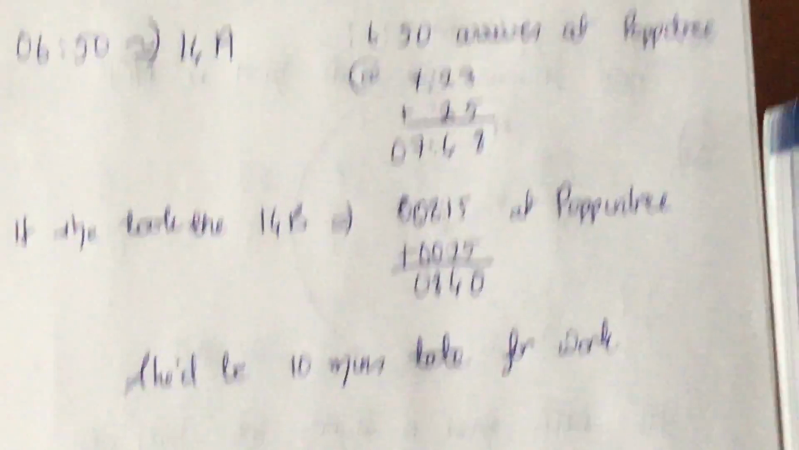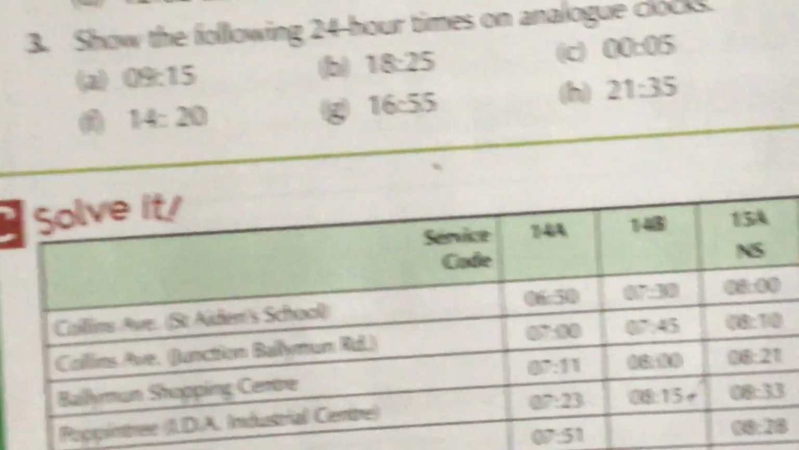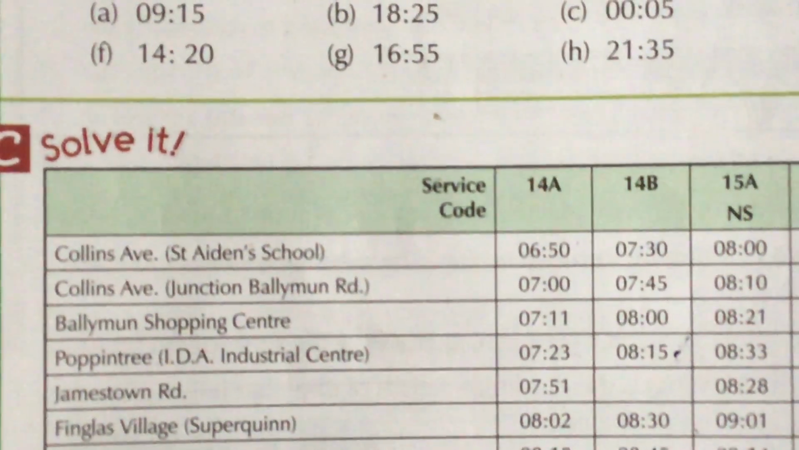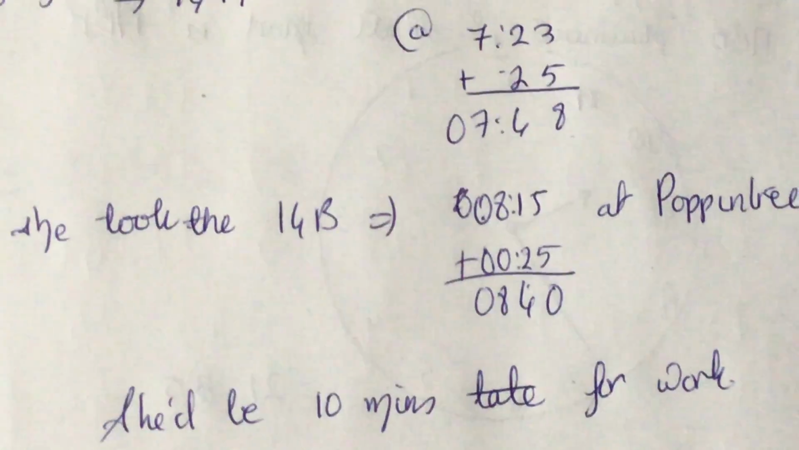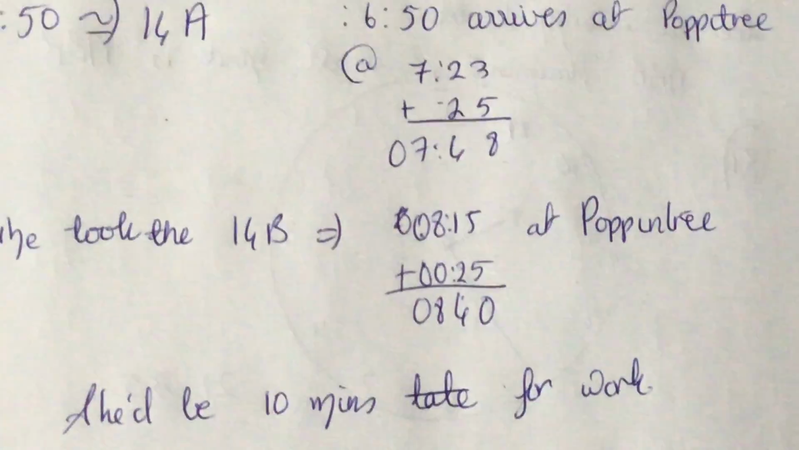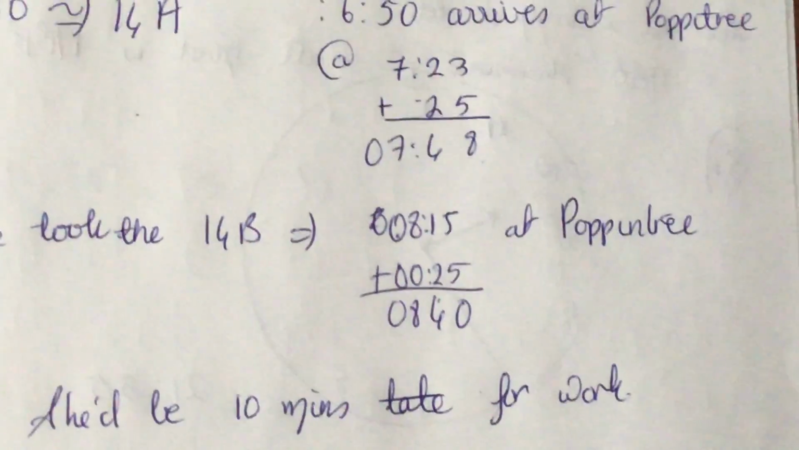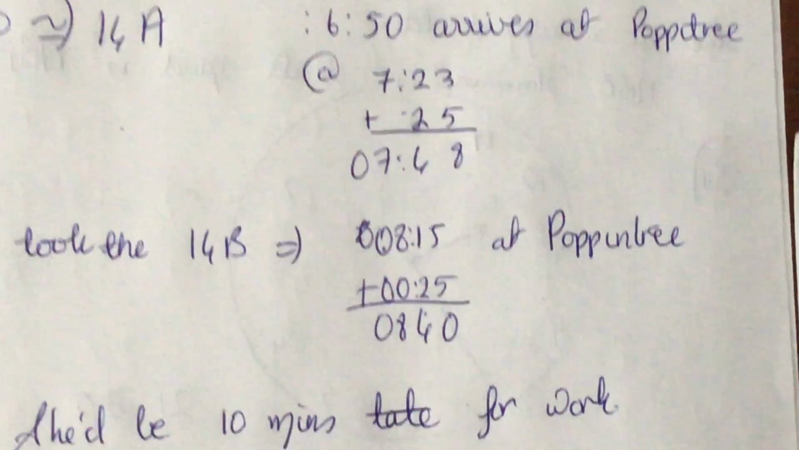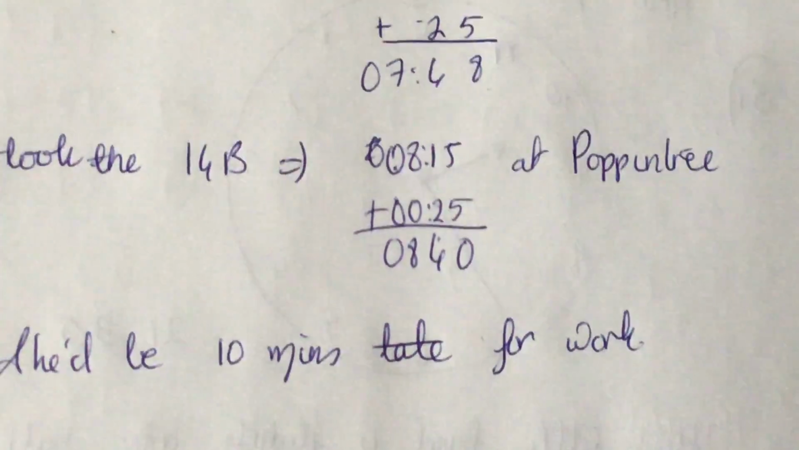So if she took the later bus, the next bus then leaves at 7:30. Okay. And it gets to Poppintree at 8:15. Now, she has to walk 25 minutes after she gets off the bus, and she has to be in work for 8:30. When I add the 25-minute walk onto that's a mistake there.